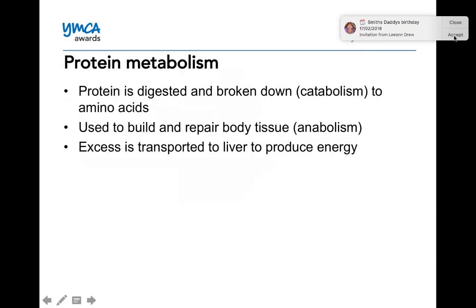So, protein metabolism. Protein is digested and broken down, so it's catabolism, to form amino acids. It's used to build and repair body tissue, so anabolism. Excess is transported to the liver and used as energy. So, do we know what the term anabolism and catabolism is, yeah?